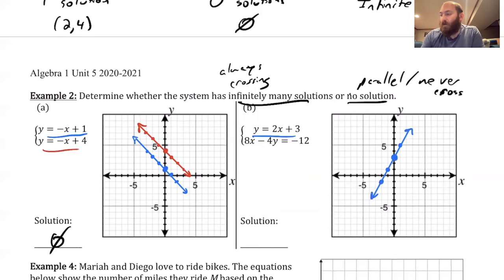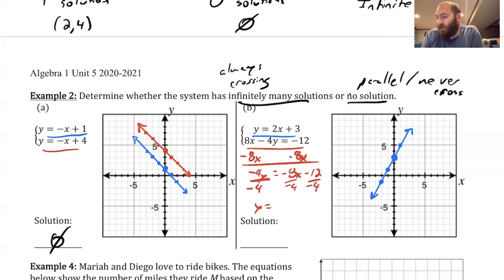Okay. For red, I can graph it from there. I can use my X and Y intercepts. This one might be a little bit easier if I adjust it first. So I'm going to subtract 8x from both sides, so that negative 4y equals negative 8x minus 12. Divide everything by negative 4. So y equals a positive 2x plus 3.